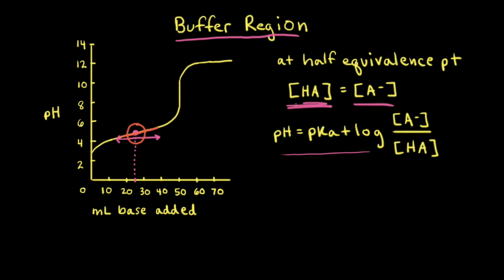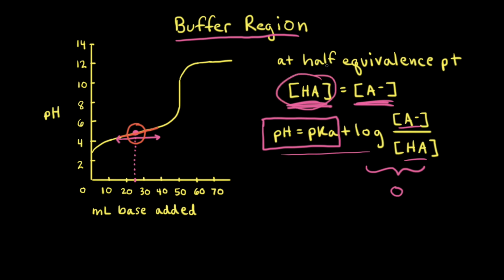If the concentration of weak acid is equal to the concentration of the conjugate base, then the ratio of their concentrations is equal to 1, and the log of 1 is equal to 0. Therefore, the pH is equal to the pKa value of the weak acid at the half equivalence point. So if we wanted to find the pKa value of a weak acid from our titration curve, we would simply find the half equivalence point and go over to the y-axis to estimate the pKa value, because at this point the pH of the solution is equal to the pKa value of the weak acid.